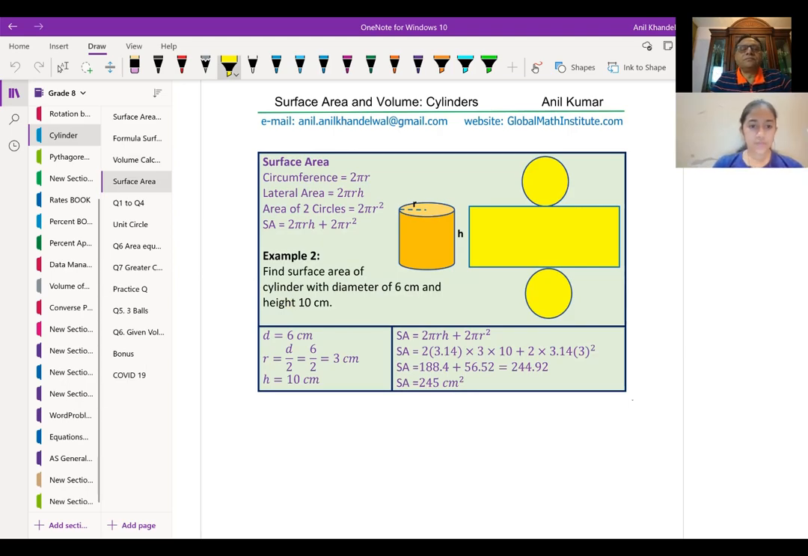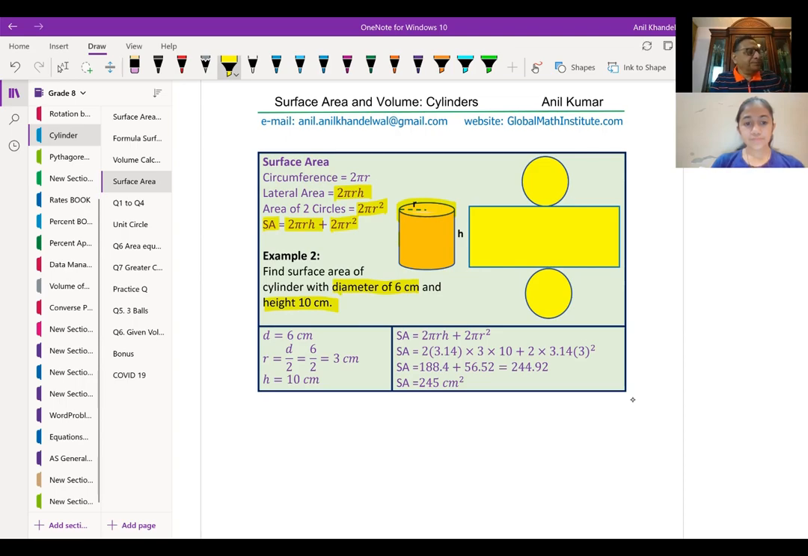Surface area. Circumference, 2 pi r. Lateral area, 2 pi r h. Area of two circles, 2 pi r squared. Surface area, 2 pi r h plus 2 pi r squared. Example 2. Find surface area of cylinder with diameter of 6 centimeter and height of 10 centimeter. Correct. How will you do it?